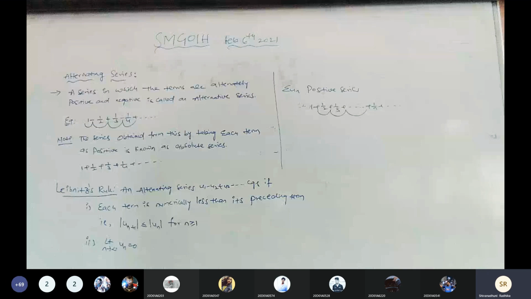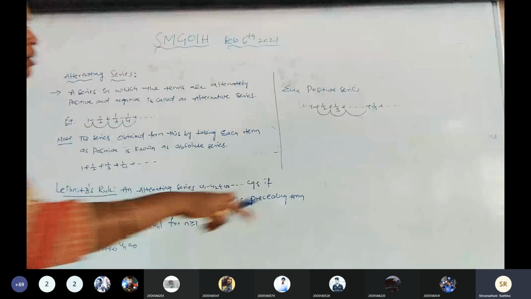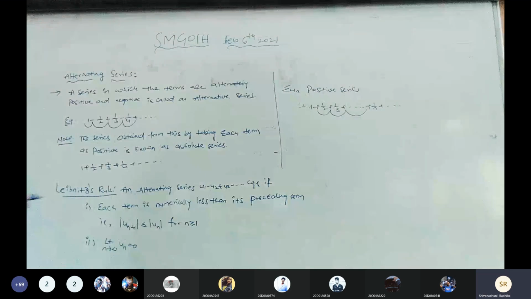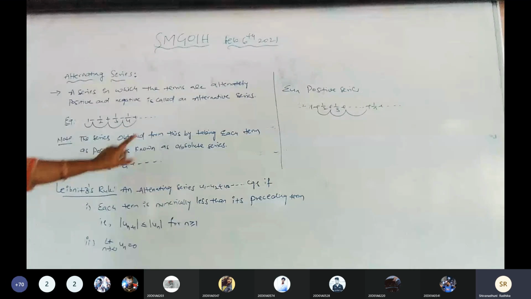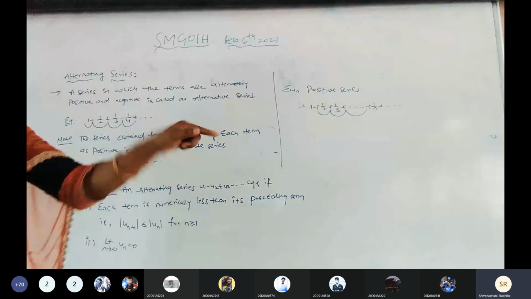A series in which the terms are alternately positive and negative is called an alternating series. Previously, the series we completed were positive series. Is it clear? Now, the series obtained from this by taking each term as positive is known as the absolute series. What do you mean by absolute series?